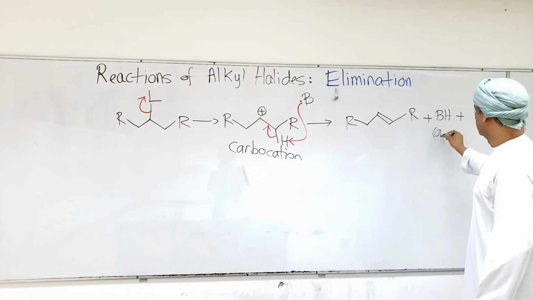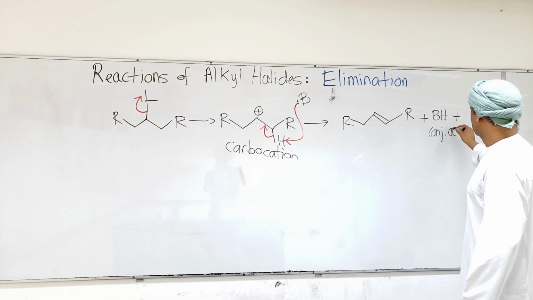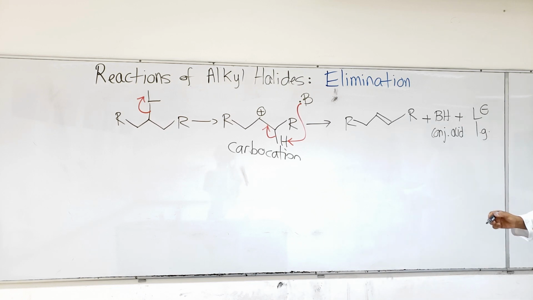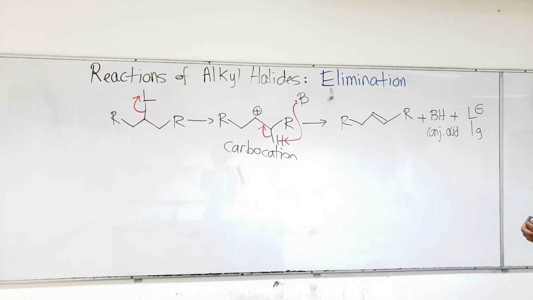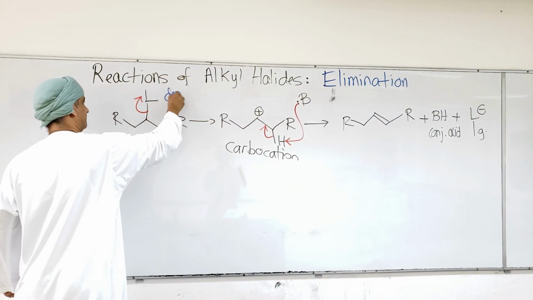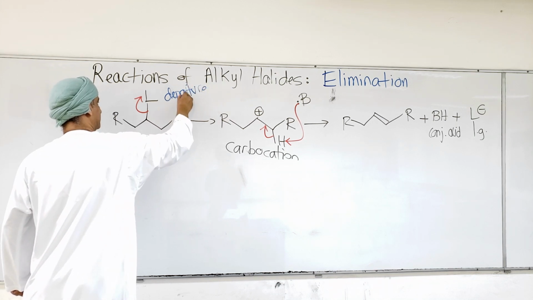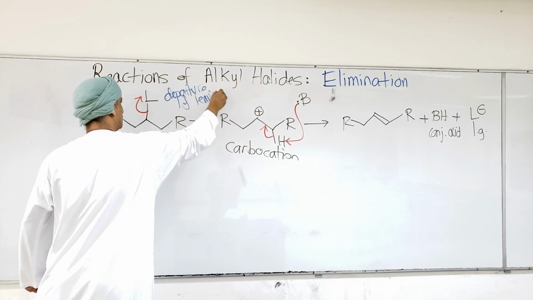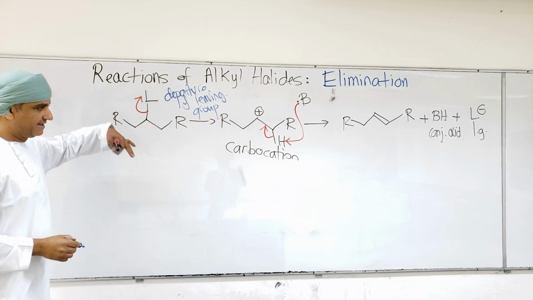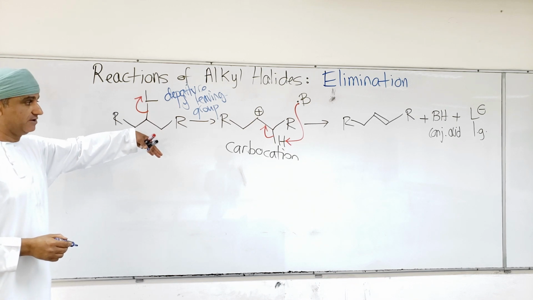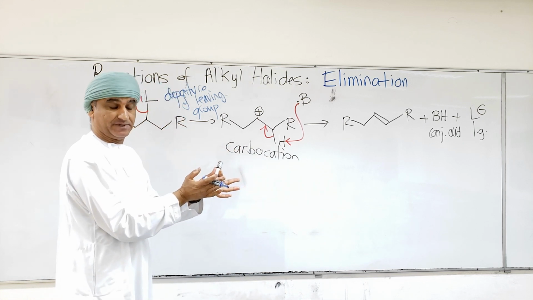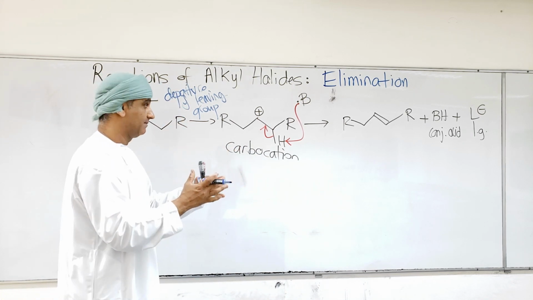So BH again is the conjugate acid of the base that is used. L minus is the leaving group. It could be the halide if we talk about alkyl halide. So the point here is that this step, which is departure of the leaving group, is what takes place first, which would then lead to a formation of a carbocation, and then proton abstraction and the formation of the carbon-carbon double bond. These two steps now take place at the same time.